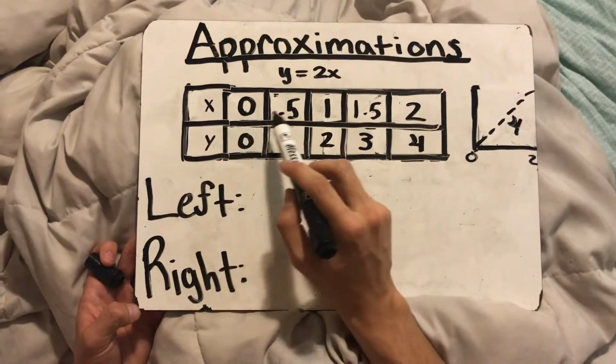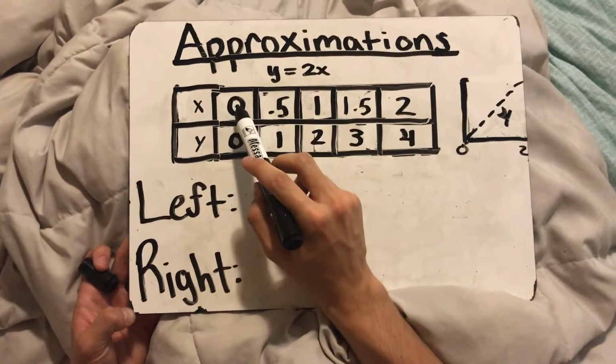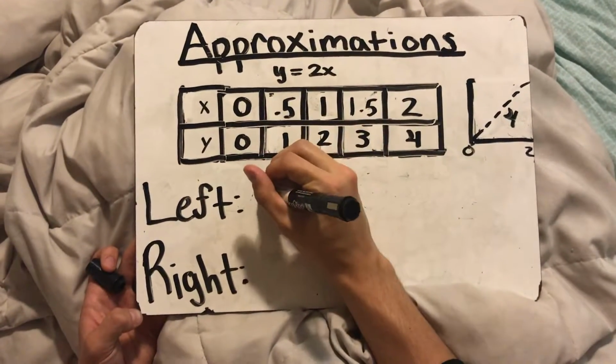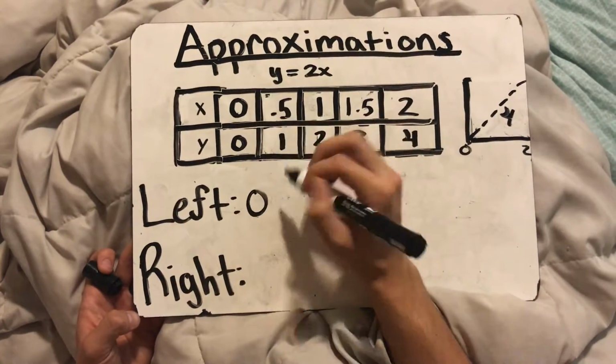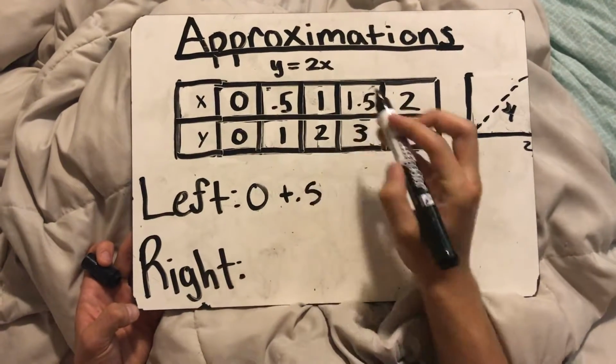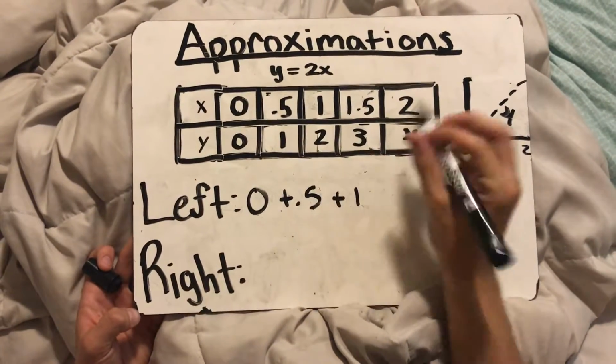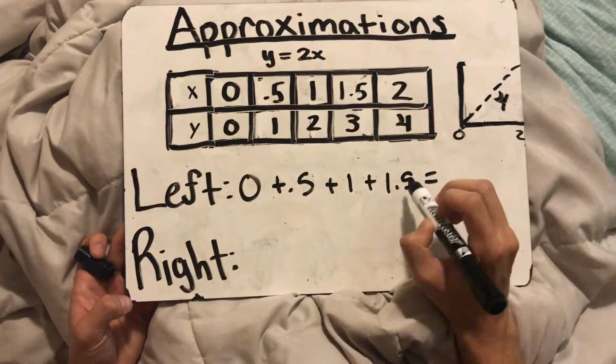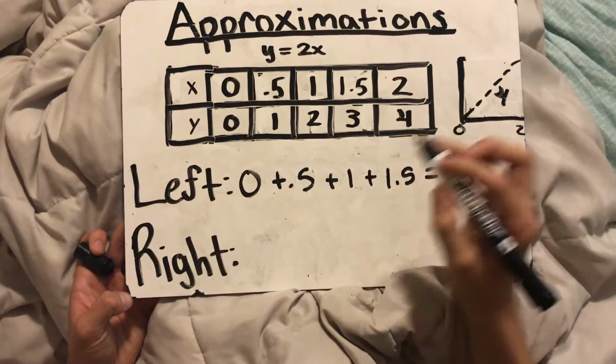With left sums, we are going to take the difference in the x multiplied by the left y. So here it would be 1/2 times 0, 0, 1/2 times 1, 1/2, 1/2 times 2, 1, and 1/2 times 3, 1.5. Add that all together, we would get 3.